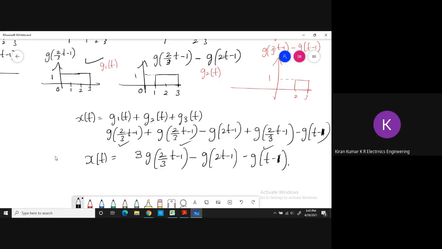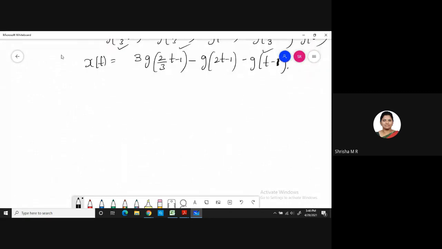Yes, ma'am. Okay, so this is one problem, and one more problem. So this is x of t in terms of g of t. Okay, I'll give you one problem for homework. You try that.